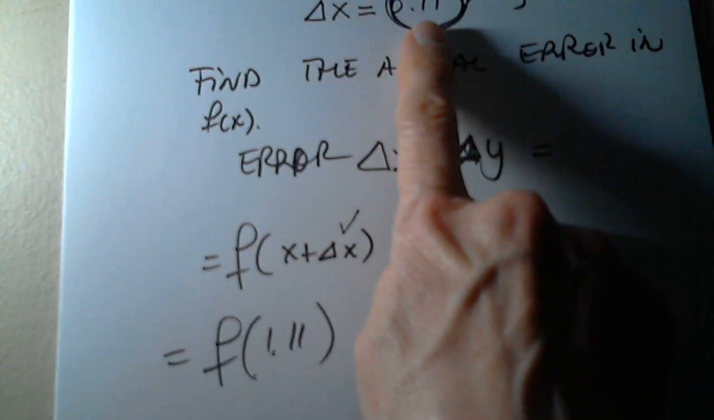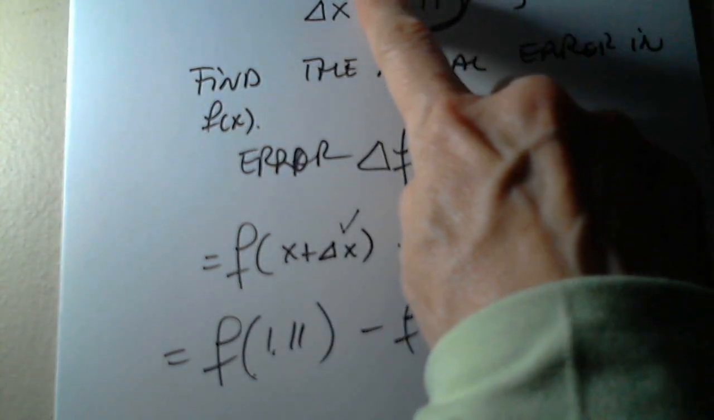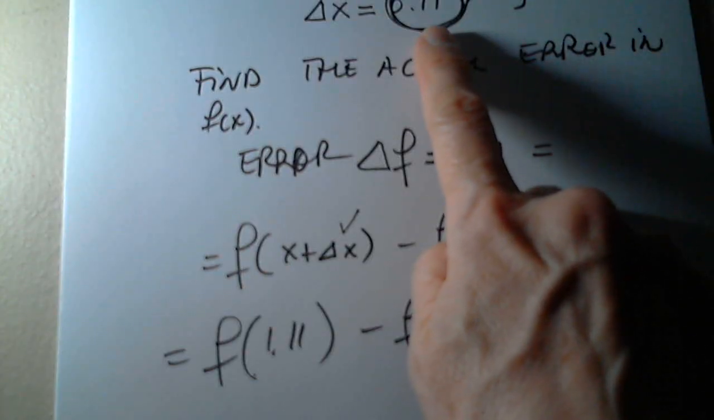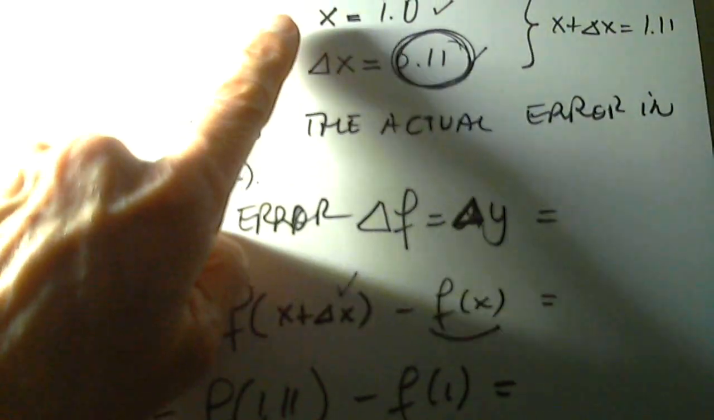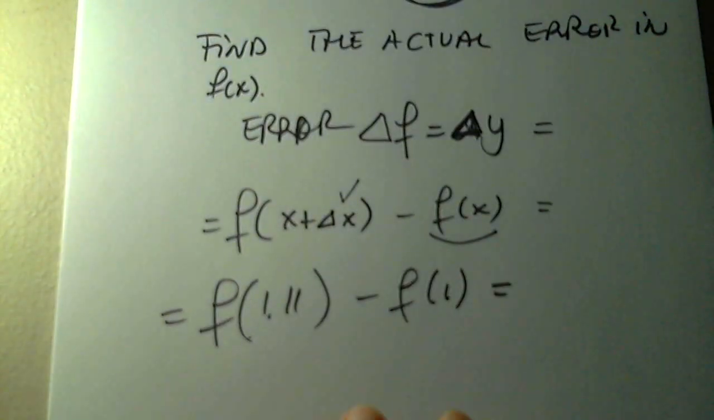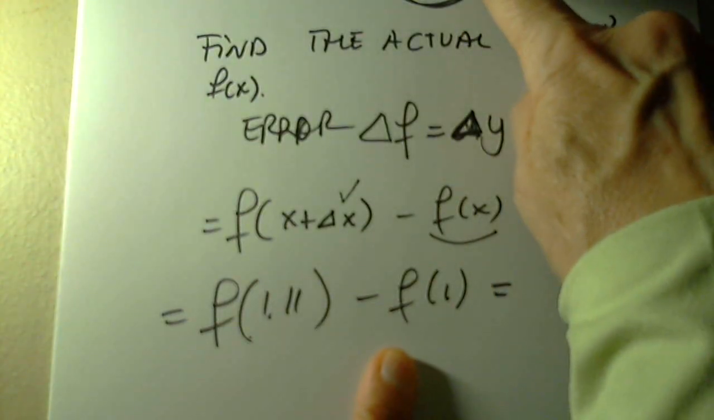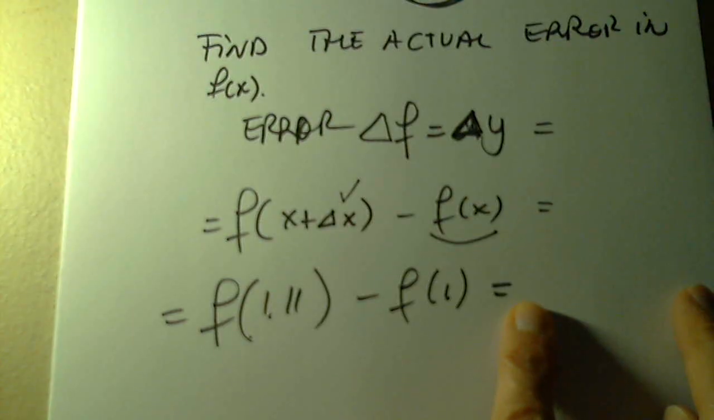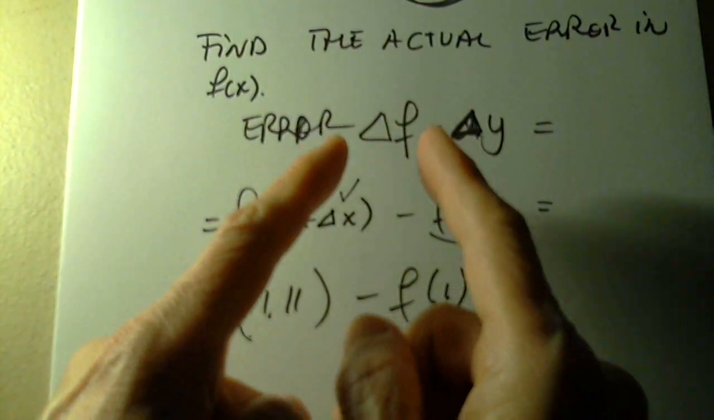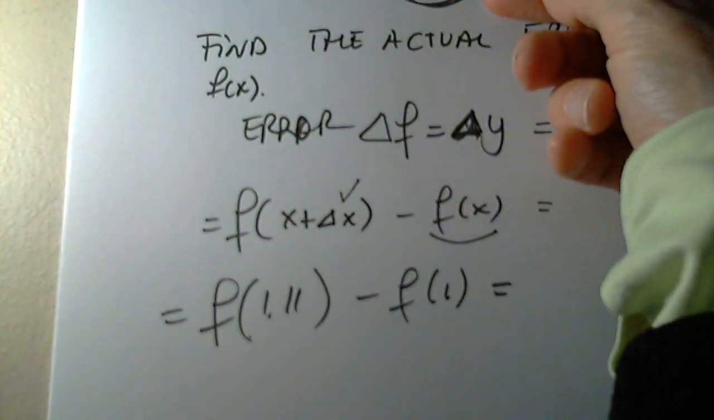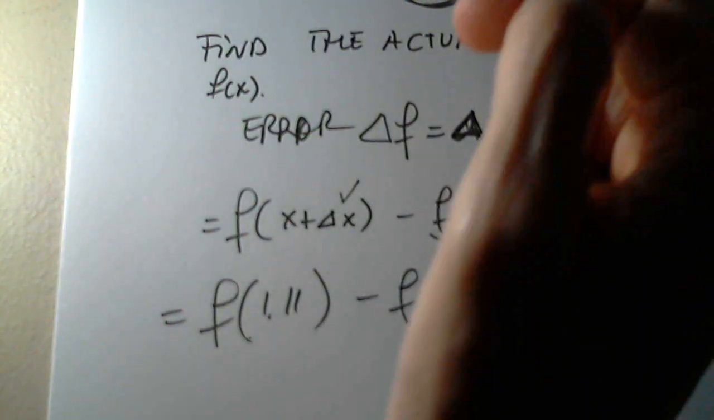Let's say of an inch, the actual x should be 1, but I have a positive error in that. So now I have to calculate the function value at 1.11 minus what the function value should have been. And I get a number. And that is the actual error in the function that I created by having an error in x.